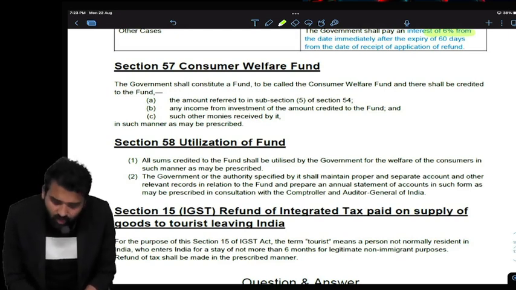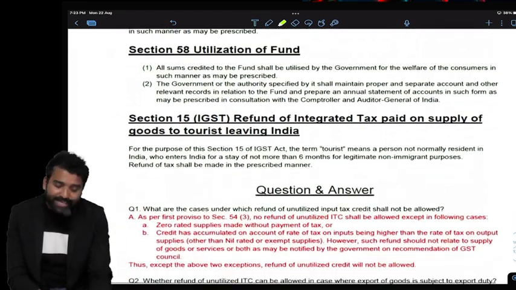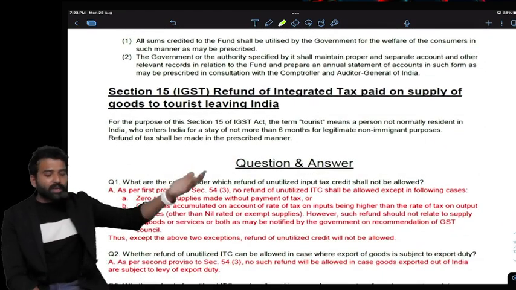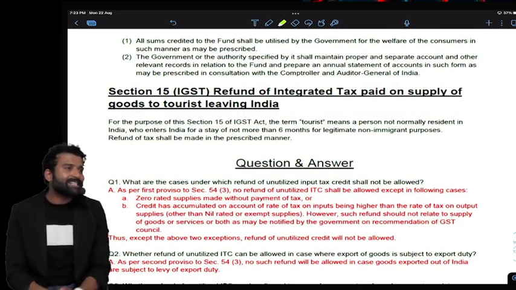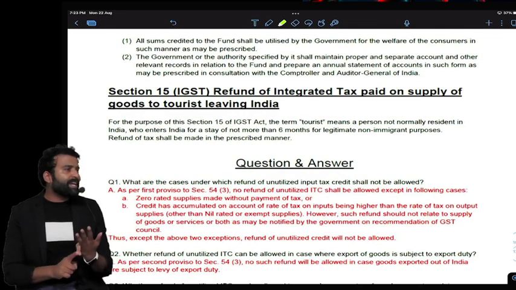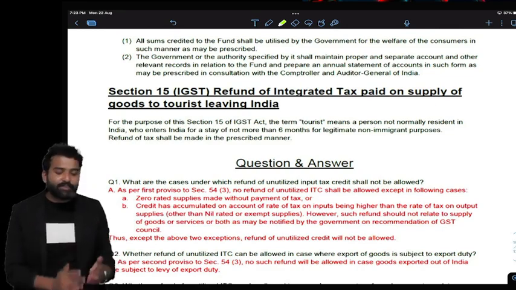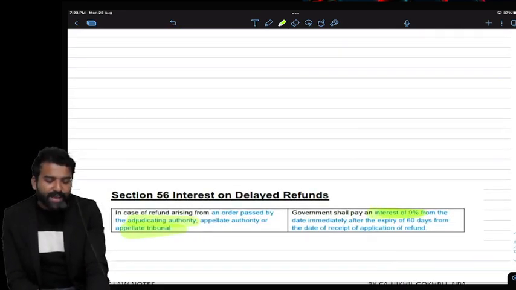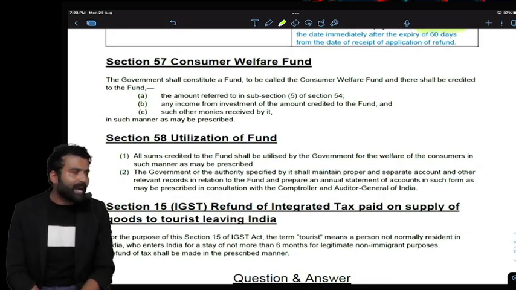Okay, nice. So this is regarding section 57, 58, and finally section 15 says that if the tourist is going abroad, then he can file the refund for IGST. I've already discussed that, and this is all about the refund. Section 15 of IGST, section 16 of IGST. With that, I have covered section 54, 55, 56, 57, and 58. From 59, actually, assessment chapter started. So these are all the provisions of the refund.